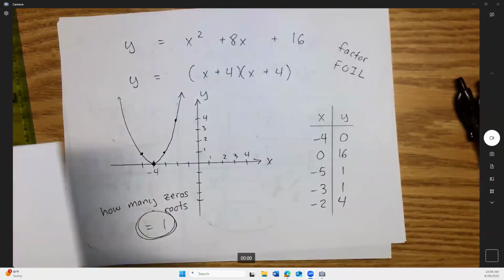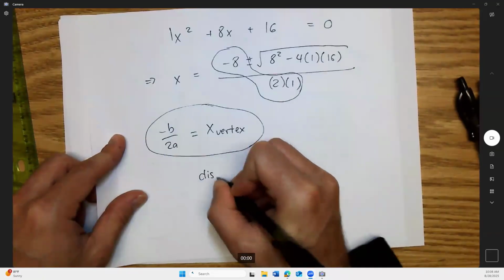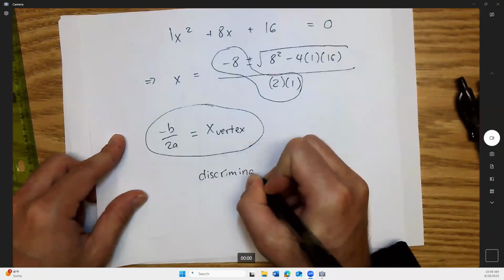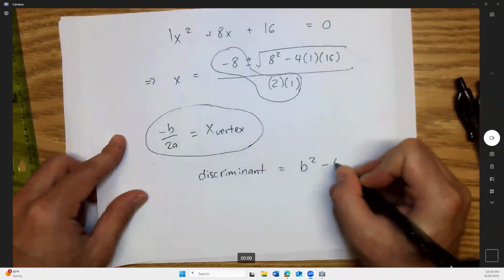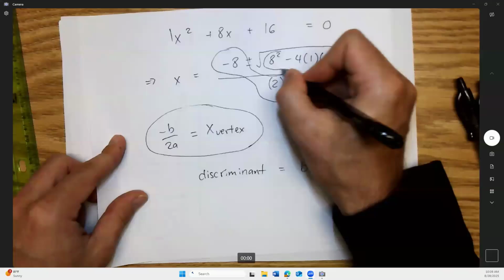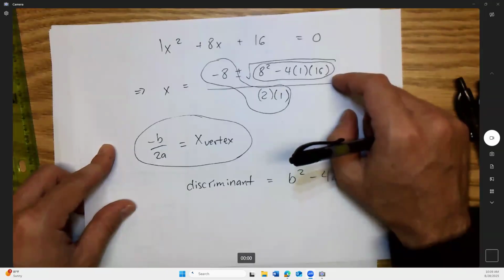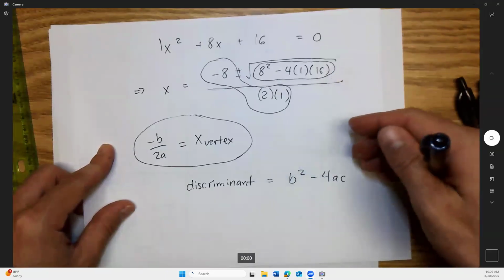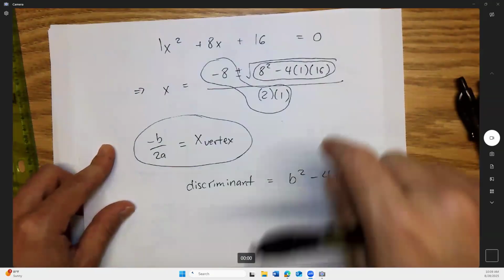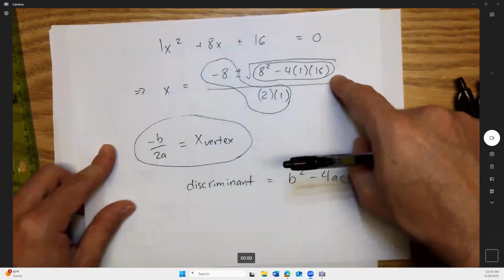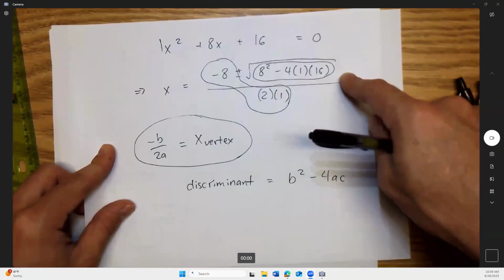There's another part of this. Do you guys remember the discriminant? It's b squared minus 4ac, which is this part right here underneath the radical. Now, what are you only allowed to take the square root of? Yeah, positive or 0, right? But you can't take the square root of a negative number and get a real solution. Then you get to imaginary numbers, which we're not talking about at this point.